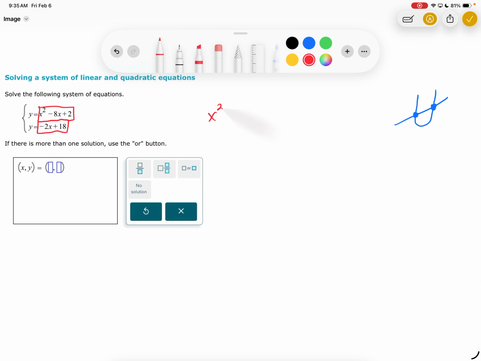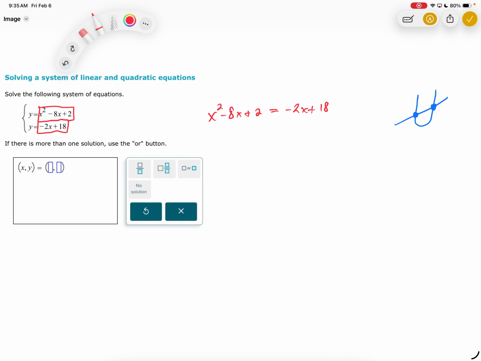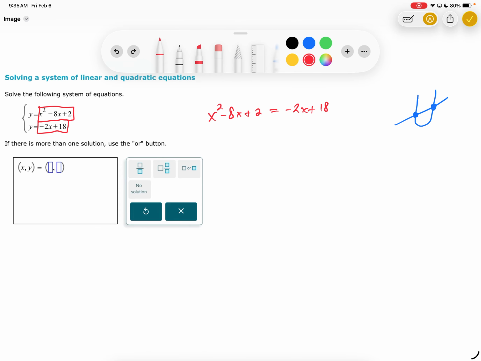So you can actually set these equal, the top one equal to the bottom one, because you know they both equal y, so they have to equal the same thing. Okay, substitution is what you're doing. You're taking this and plugging it into the y. But if the transitive property makes more sense to you, where you are setting both equal to each other because they equal y, that's fine.